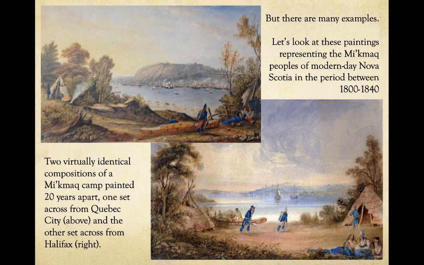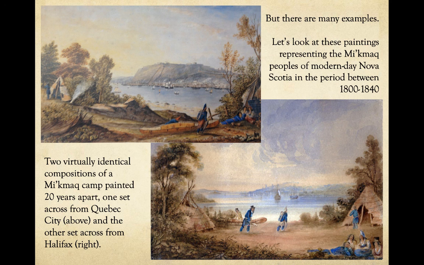I'll show you one more example. This is from Nova Scotia. Well, I shall see Nova Scotia and Quebec, but it's another nice illustration of this. Two paintings here. The one on the top shows Quebec in the background, across the river, and the one in the foreground, the bottom, shows Halifax in the background, with Indigenous people in the foreground again. And they're almost identical compositions.